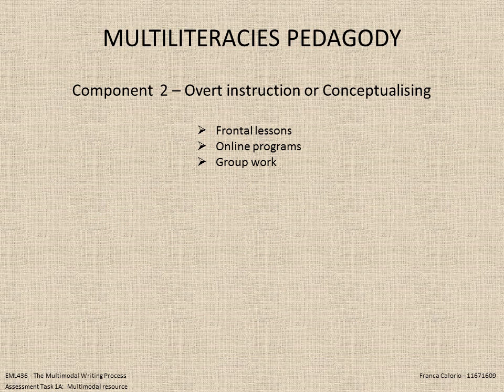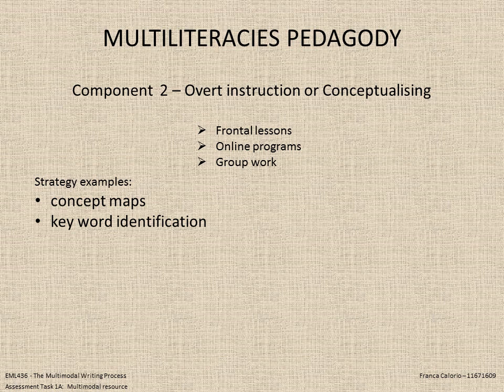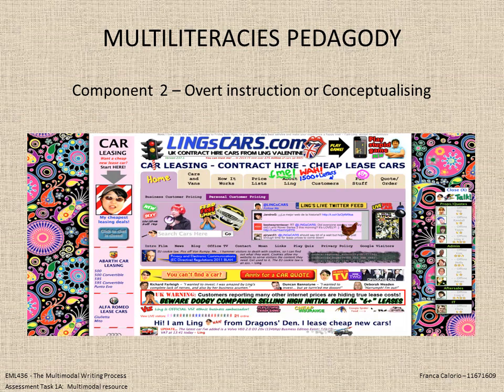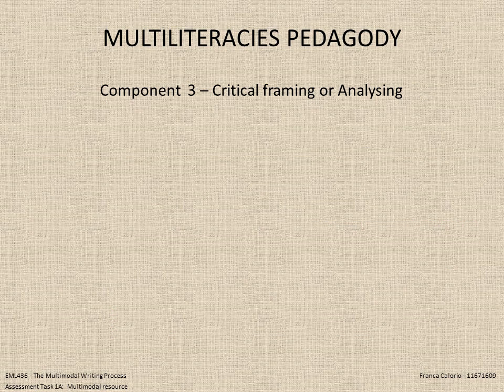Aside from frontal lessons, overt instruction includes also online programs and group work. Examples of strategies may include concept maps and keywords identification. Both help students to work from specific information to general concepts. This is particularly important when students need to draw a cohesive message from a website, which may be difficult.